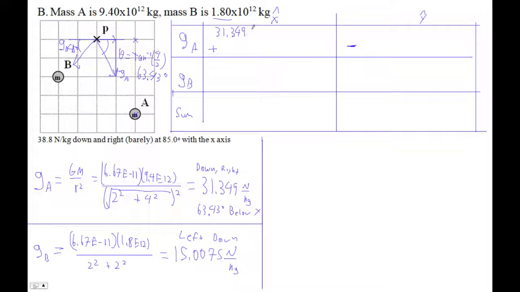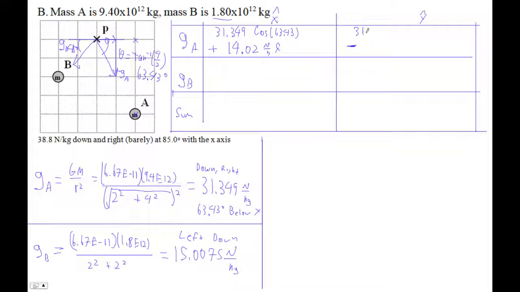31.349, and then it's going to be cos of 63.43, because it's the adjacent side, right? The x component touches that. So let's find that guy. Boom, cos, that's 14.02... 0.1969 or something like that. That's newtons per kilogram in the x direction.